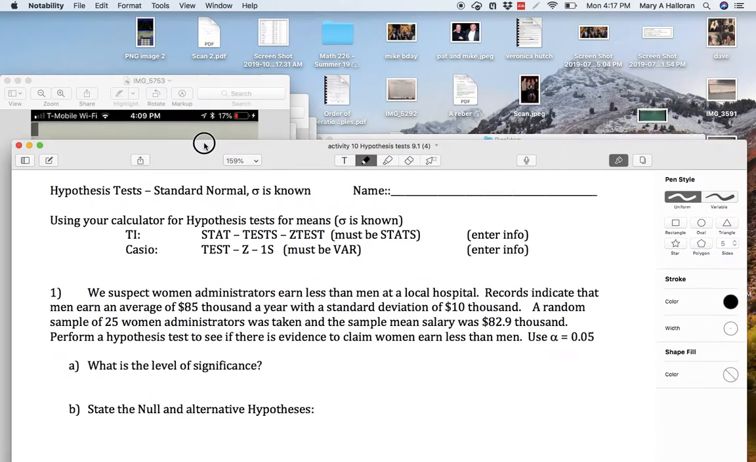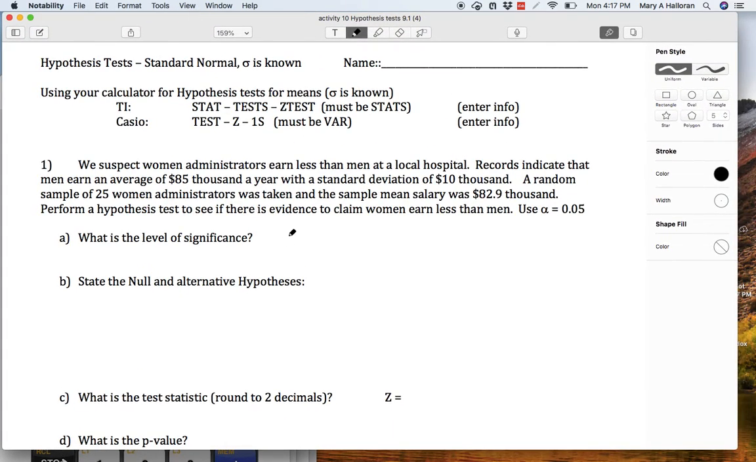All right. I'm going to work through this worksheet since the recording isn't working.